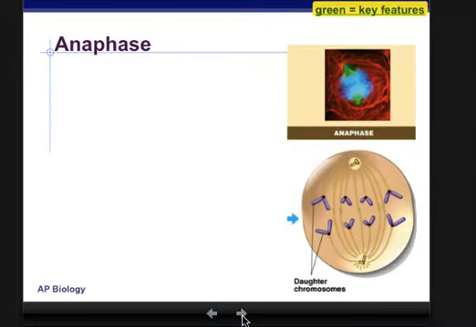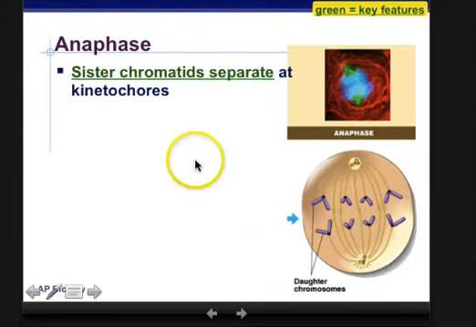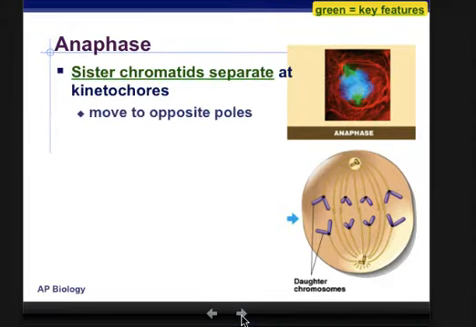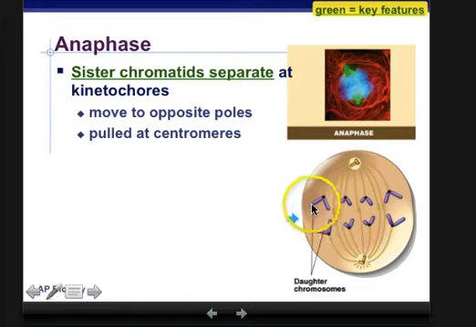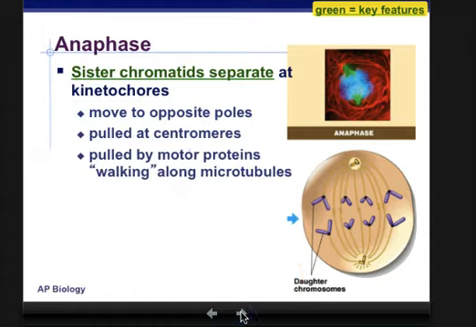Anaphase. Okay, sister chromatids are separating at the kinetochores, moving towards the opposite poles, pulled at the centromeres. Okay, so these are now daughter chromosomes being pulled apart. Okay, they're pulled by motor proteins walking along the microtubules. So if you can imagine that inner life of the cell video, we saw that they literally can be walking along. I think I have a little animation of it I'll show you at the end.